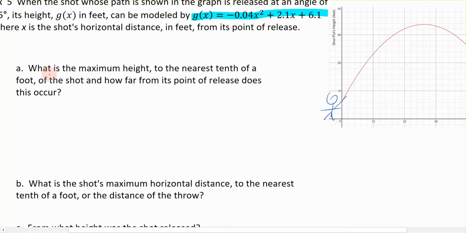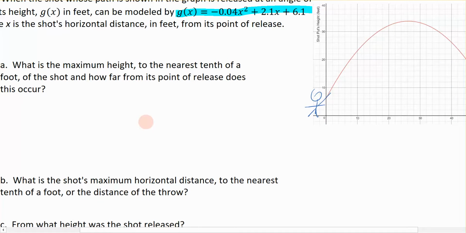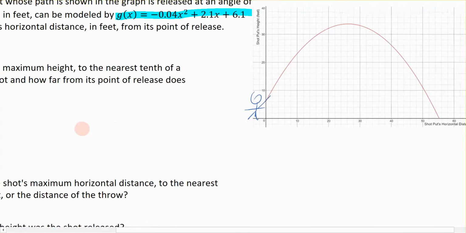Now this question, letter A, says, well, we want to know what is the maximum height to the nearest tenth of a foot that the shot put gets, and how far is that from its release point? So what is the maximum height and how far is that away from the release point?